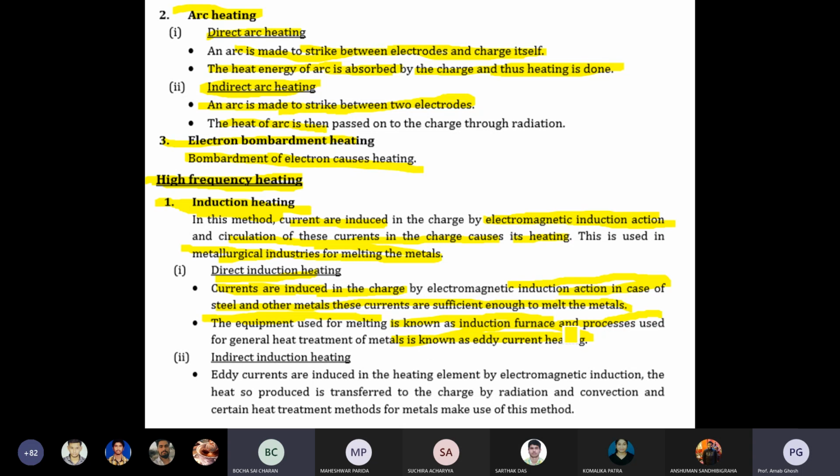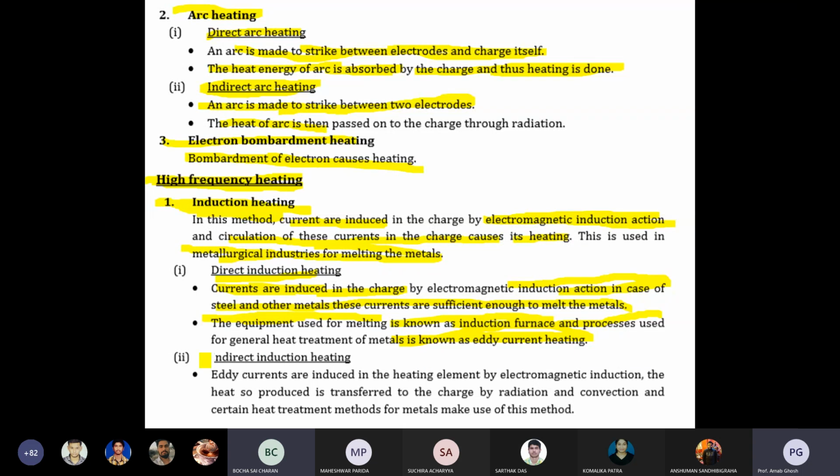So induction furnace means current is developed due to the induction, and that furnace is known as induction furnace. And the circulating current, by which the material will be melted down, is also known as eddy current. Okay, so that is direct induction heating.